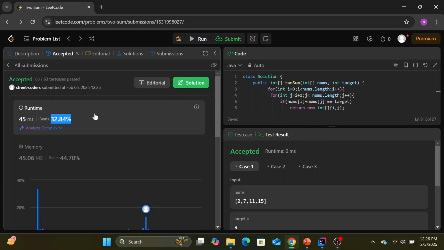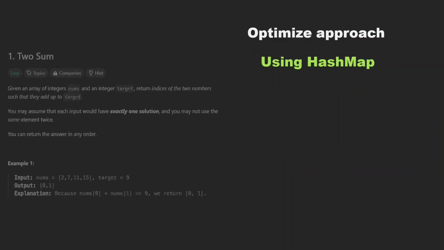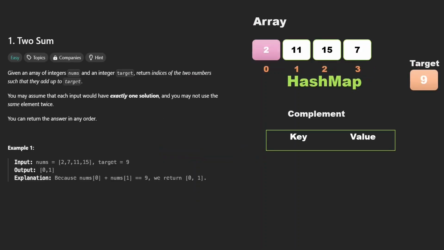So how can we optimize this? Using a hash map, right? So here is a hash map. As you know, a hash map has a key-value architecture, right? So in a hash map, we store a key and a value.